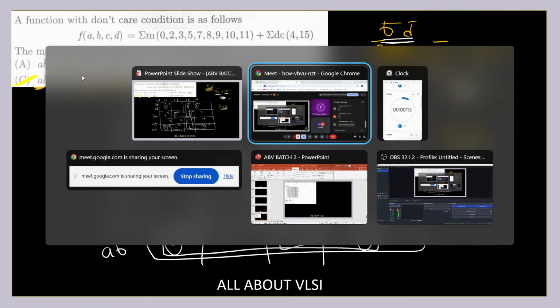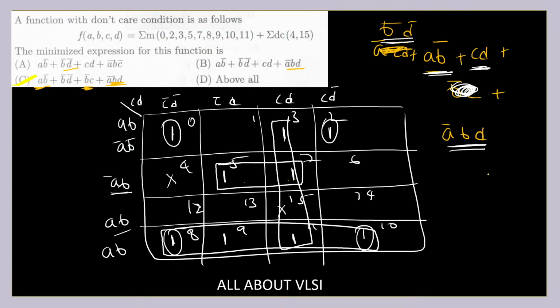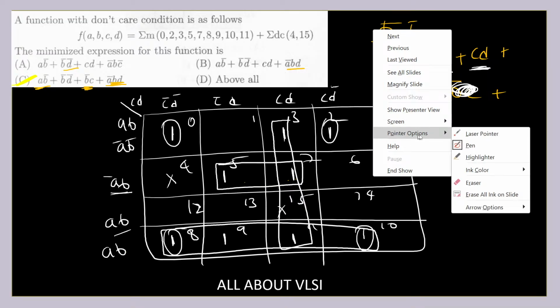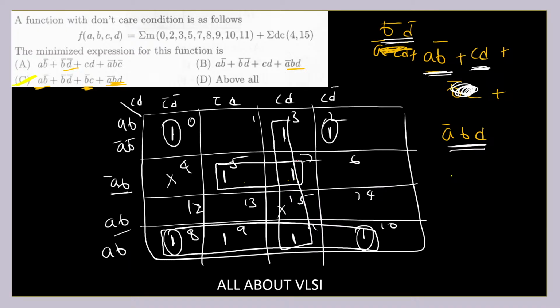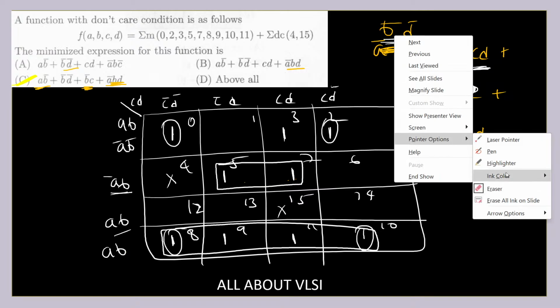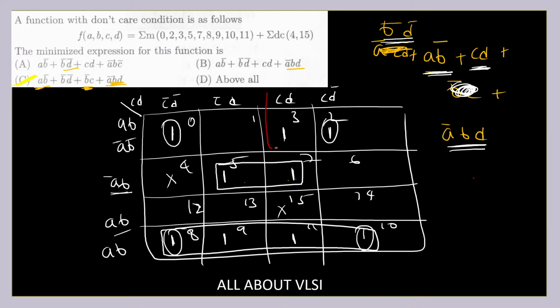Okay, anyone getting option number C? If I follow this kind of grouping, I'm going to get option number C. Now, if I change the grouping, instead of this particular four group or quad, I'm going to erase this quad and have this particular quad.